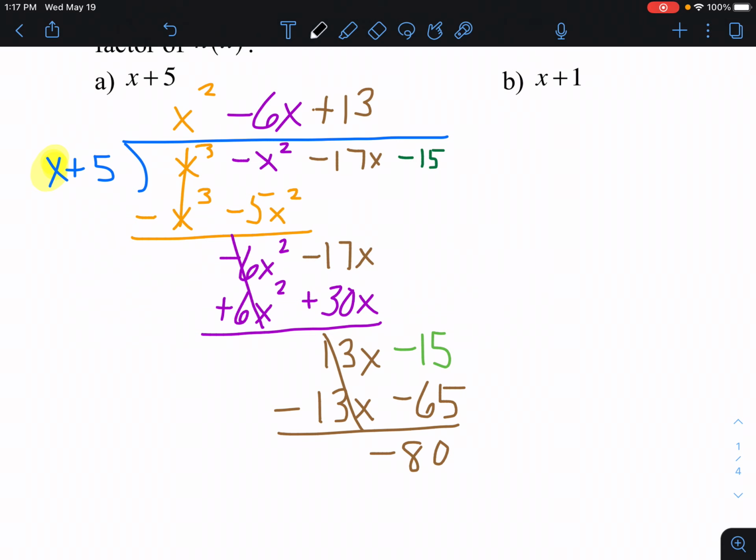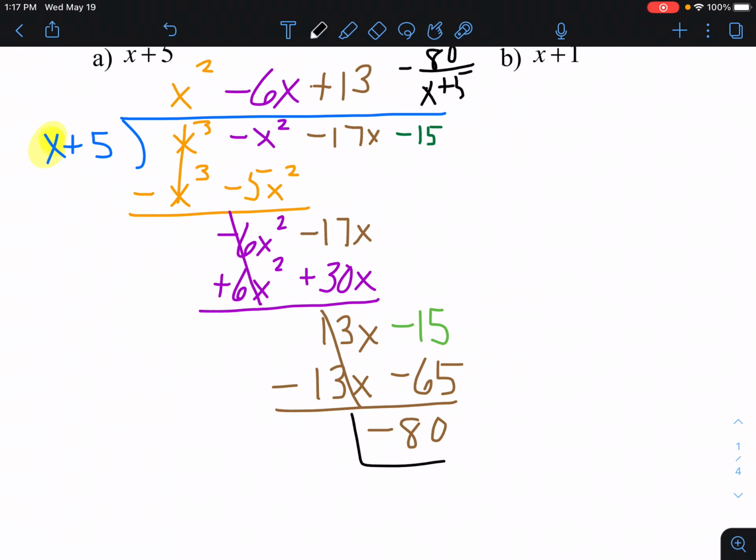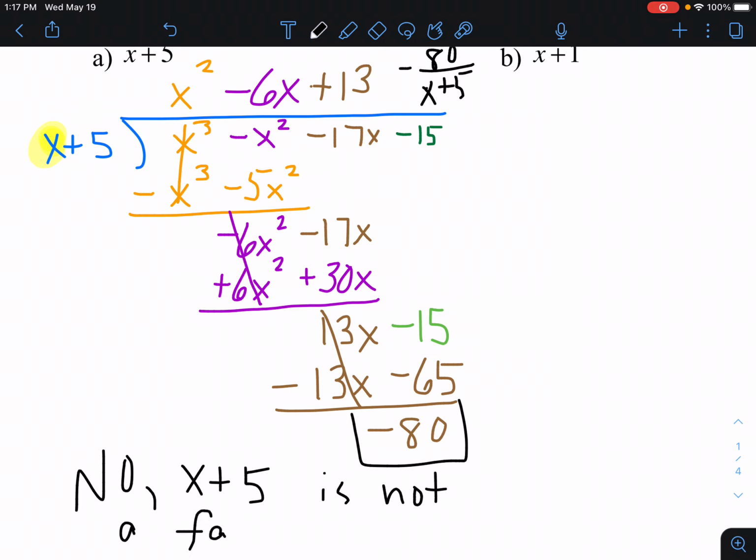So we have a remainder. Typically a remainder we write as a fraction, like minus 80 over the original x plus 5. So negative 80 is a remainder. So we're going to say no, x plus 5 is not a factor of h of x, and the reason is because it has a remainder other than 0.